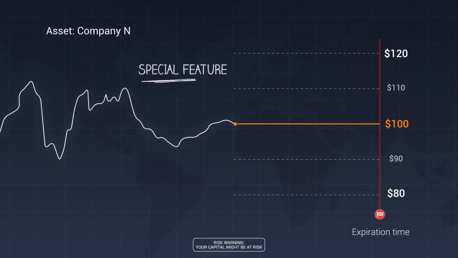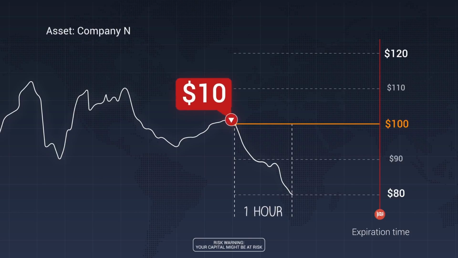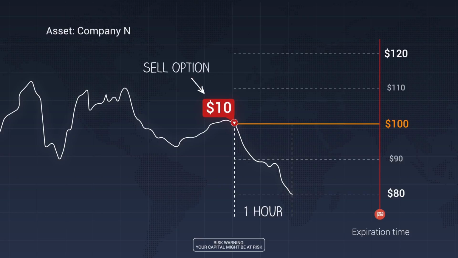A special feature of classic options is that you don't have to wait for the expiration time in order to exercise the option. For example, a trader bought a put option for the same $2 and an hour later the asset price fell to $80. The trader can sell the option whenever he wants in order to make a profit.